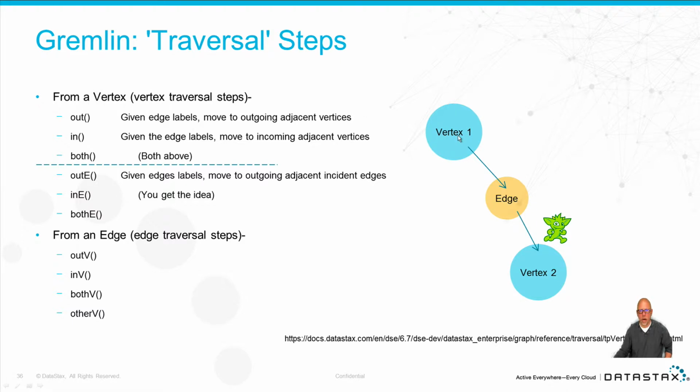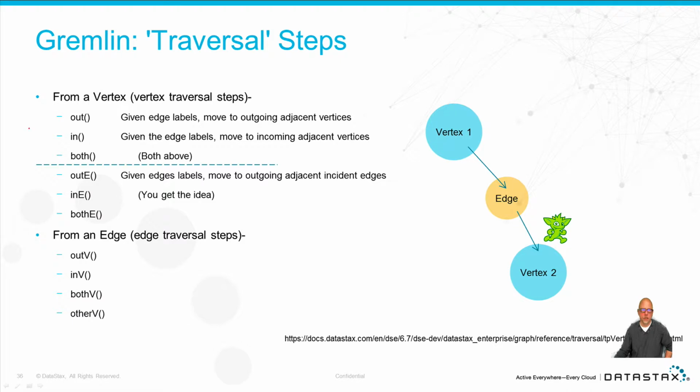Of these traversal steps, some are only appropriate when you're sitting on a vertex. So you can go out from a vertex, you can go in to a vertex, you can go both in and out to a vertex, but the verb, the step, out is not appropriate for an edge. If you're sitting on an edge, you can't go out from an edge. I'll explain that in a moment. Focusing on just vertex.